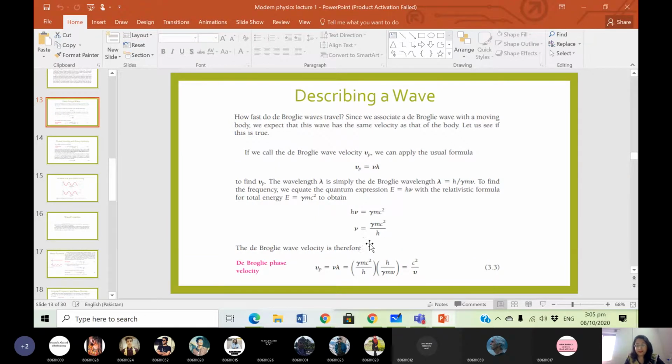We can say that. So the de Broglie wave velocity will be the phase velocity, the de Broglie phase velocity, which is equal to frequency times wavelength, and frequency is given by this formula and wavelength is given by this formula. So when we multiply those two together, we'll get c squared over v.